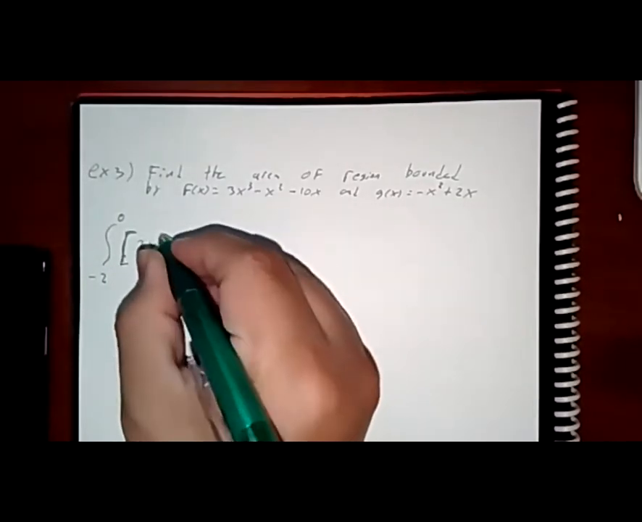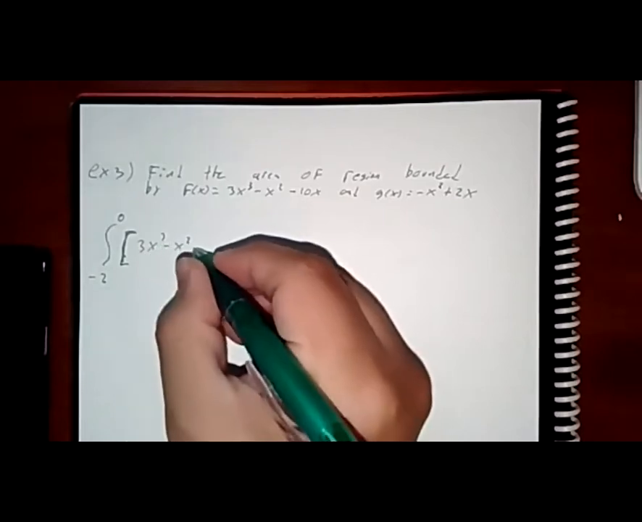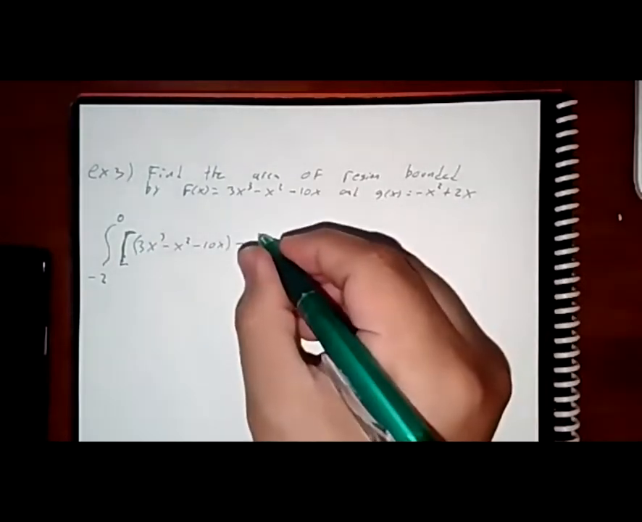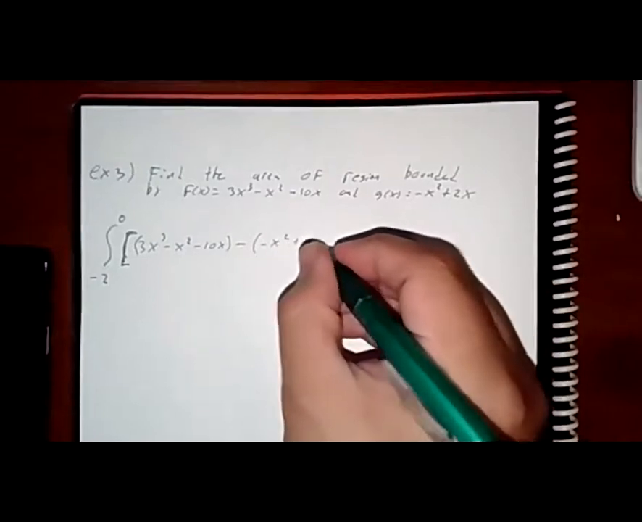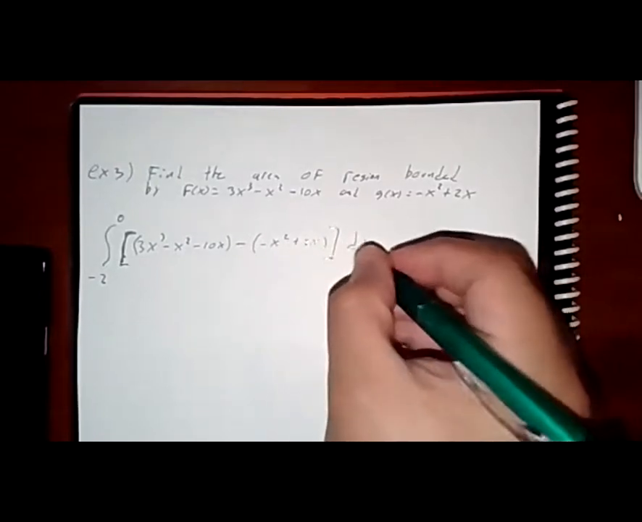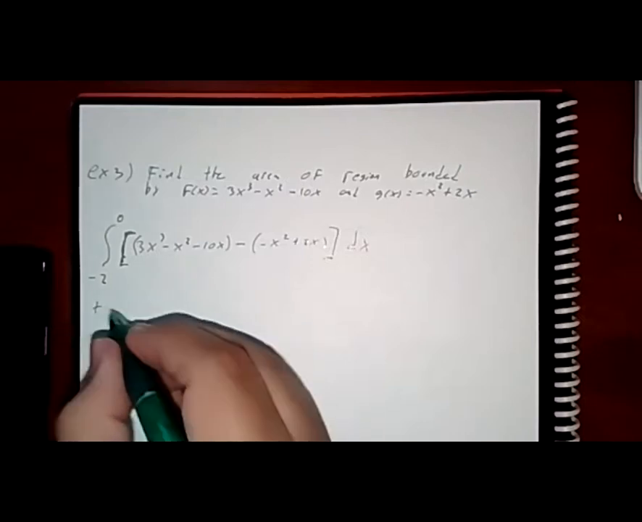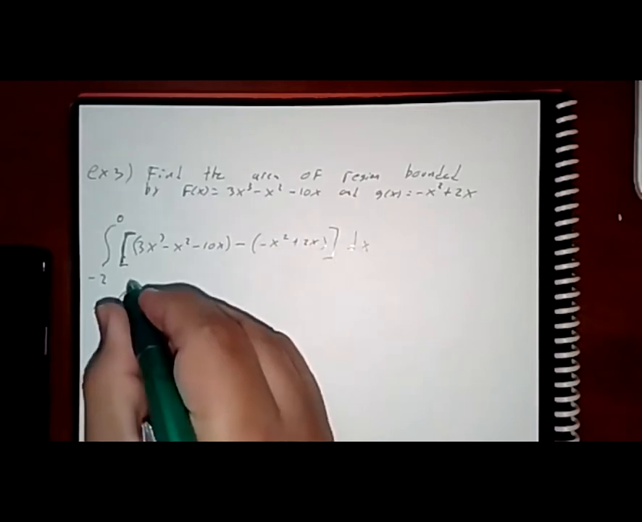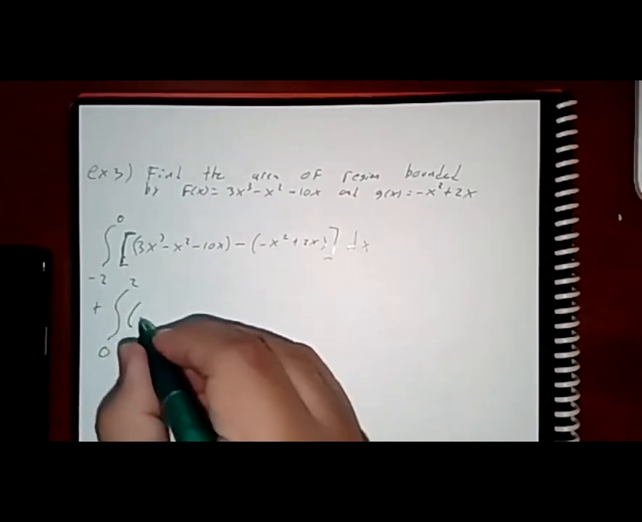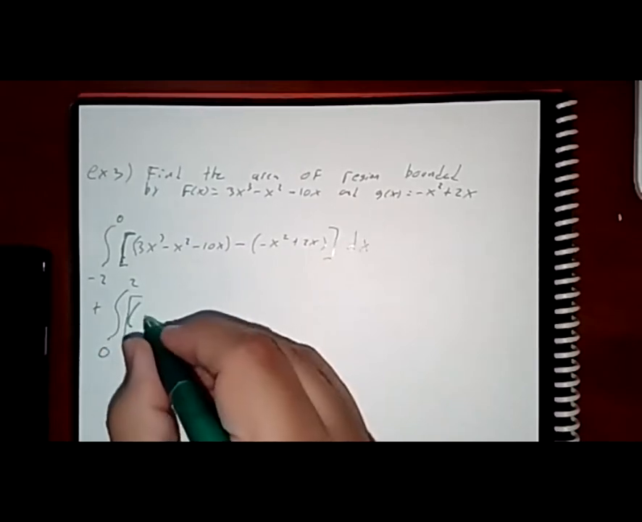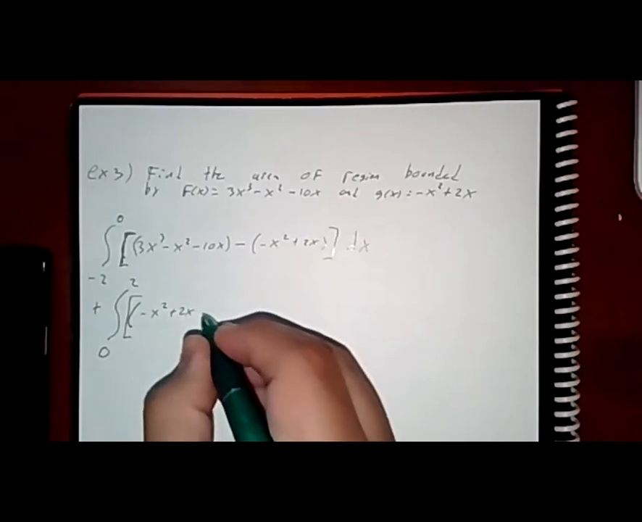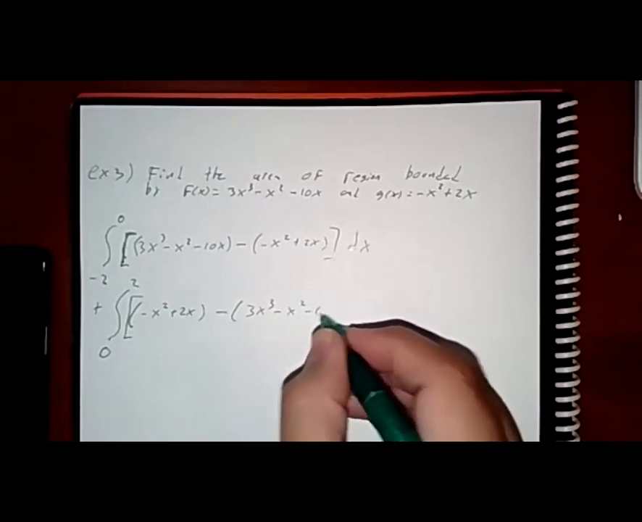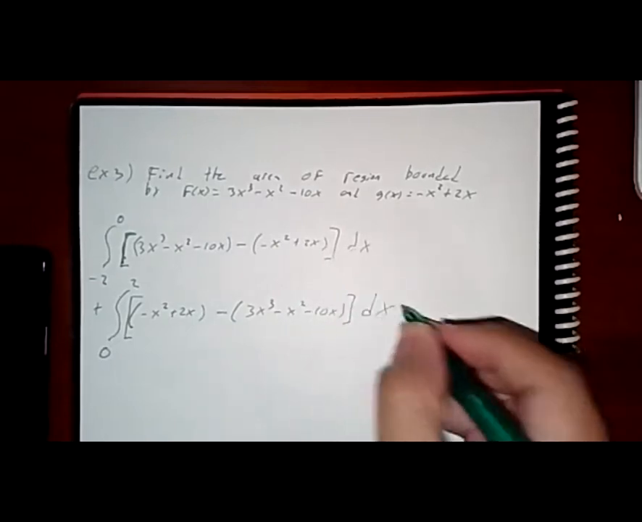3x cubed minus x squared minus 10x is on top, minus the parabola. There we go. So that's one integral you're going to have to do. Then plus the area of the other integral. After 0 all the way until 2, the parabola is on top. So negative x squared plus 2x minus 3x cubed minus x squared minus 10x dx.